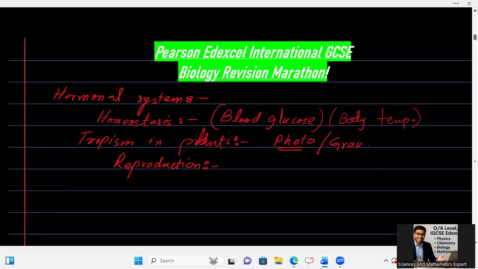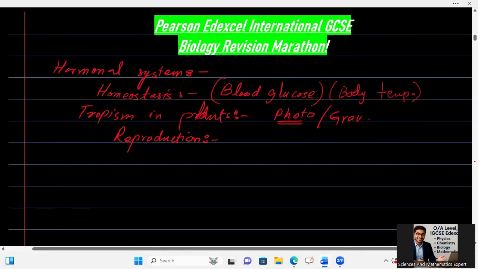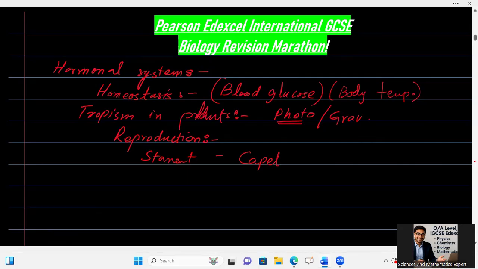If I talk about flowering plants, to show the structures, there is the stamen and there is the carpel. The stamen is the male part of the plant, and it has the anther, which produces the pollen, and a filament, which is just like a supporting stick. The carpel is the female part of the plant, which has the stigma, which catches the pollen, the style, and the ovary, which contains the ovules.